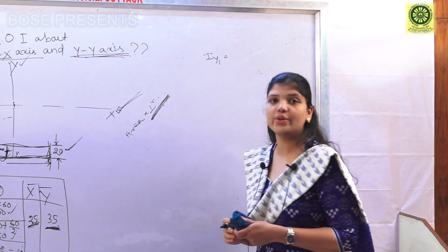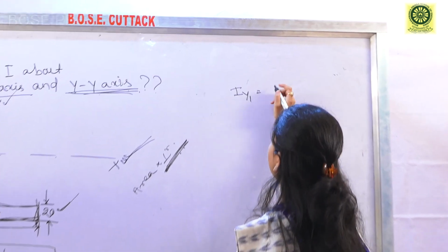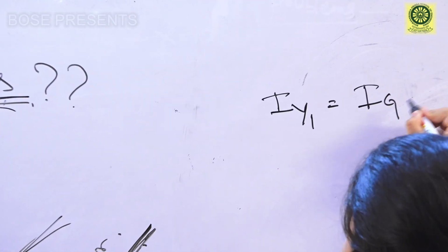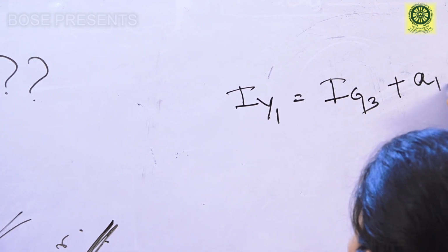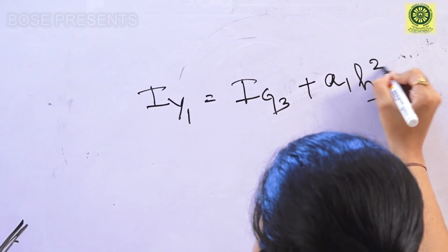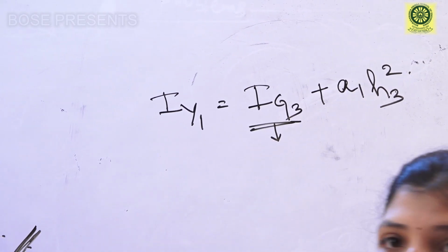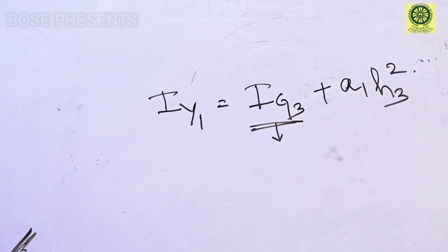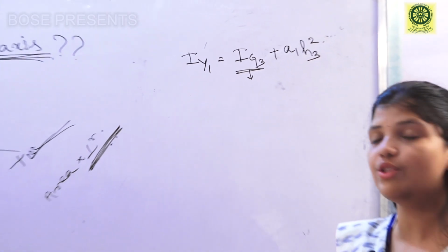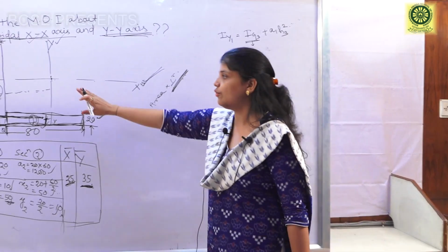So here also we will use the parallel axis theorem. For Iy1 it will be Ig3 plus A1 H3 square. Okay, so what is Ig3? Ig3 is the moment of inertia of the section 1 about an axis passing through its centroid, and the axis will be parallel to the y-axis.